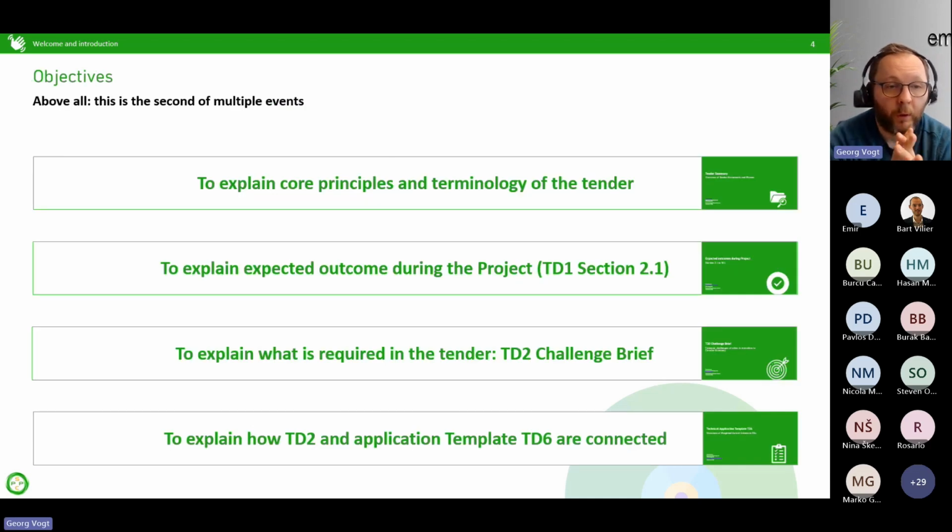Okay, what is today about? First of all, key parts of the tender, how it is built up, what the outcome is about, the challenge brief, and the explanation of how the challenge brief and your bid are connected. My presentation will be shorter than last week's, if anybody is afraid, so there will be much more room for questions. You can post at any point in time, and I will have an eye on it. I can't promise that it will be directly answered, but at the end, most definitely.